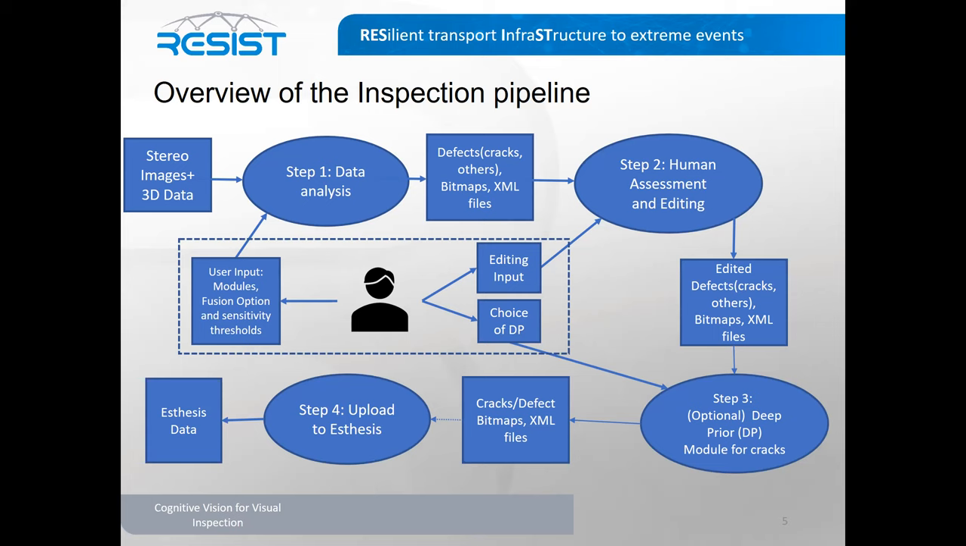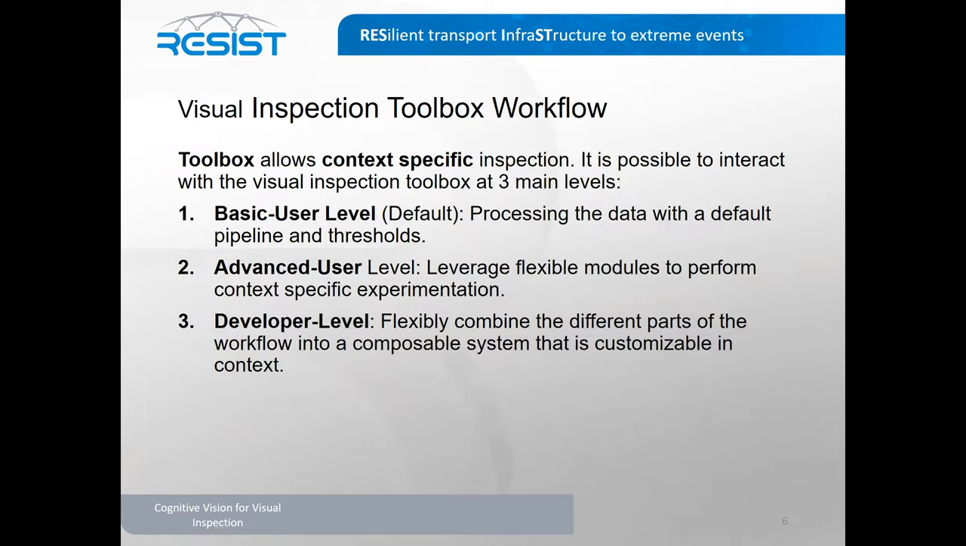And so what you see here is that the data being constructed from the stereo is analyzed with user input, with specific options being presented. And the user can also edit the results and then pass them on to the next stages. We actually have multiple stages, with some options that allow you to deal with the complexity of the input data. So we think of the users in the workflow as actually three types of users.